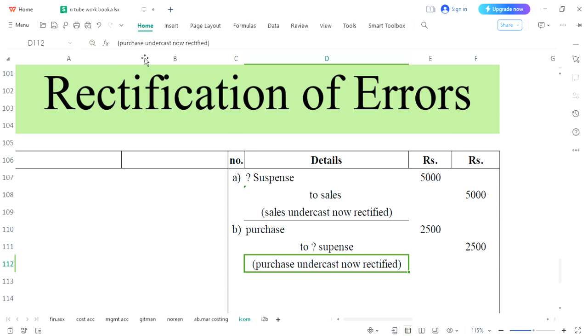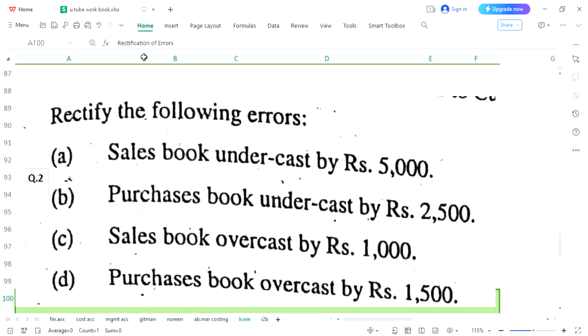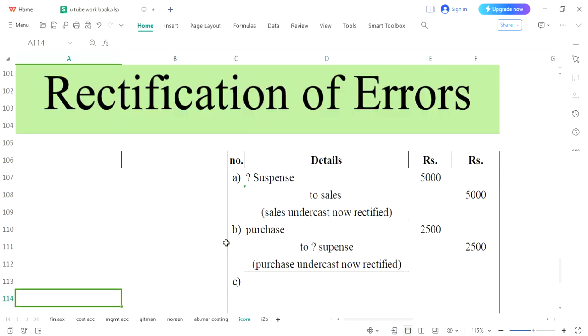Now let's see what C entry is saying. Okay, C, sale book overcast. Sale, first we will go for the original side. Sale is your income. Income should be credited. Original side is credit. In overcast, we have learned that the opposite side would be chosen. In overcast, opposite side. Original side sale. In case of overcast, we will choose the opposite side, that is debit.